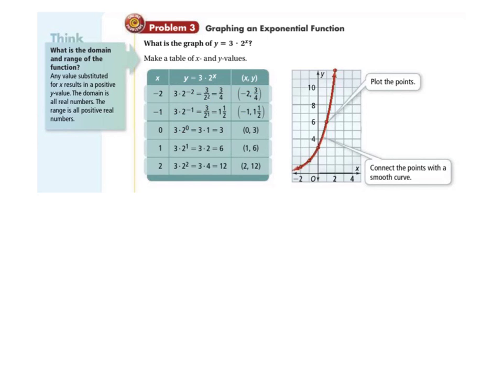Plug in a 0, you're going to get 3. Plug in a 1, and you're going to get 6. Plug in a 2, you're going to get 12. So you plot each of those points. So -2, 3/4, and some of those you have to do a little bit of estimating when you are graphing, and I understand that. -1 is 1 1/2, 0, 3, 1, 6, and 2, 12 are the only ones that fit on this graph. So again, connect them with a nice, smooth curve after you plot the points.